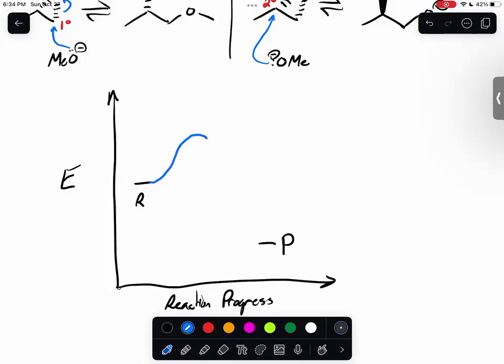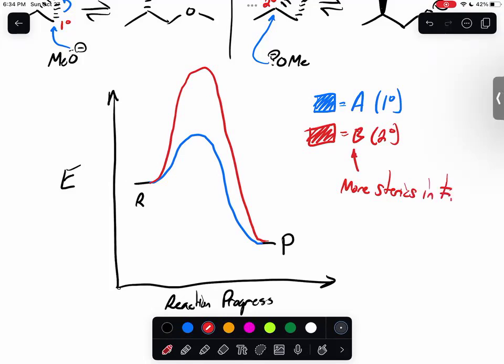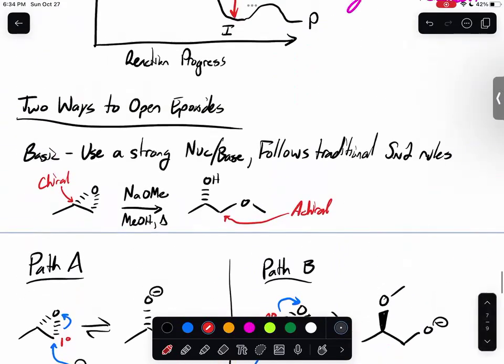Because going up pathway A, which is shown here in blue, this was done on a primary carbon. Whereas pathway B, which is shown here in red, was done on a secondary carbon. And that's going to be much higher in energy due to more sterics in the transition state, right? So path A is the better choice. Now, this isn't surprising given the definition that I gave above. It follows traditional SN2 rules.